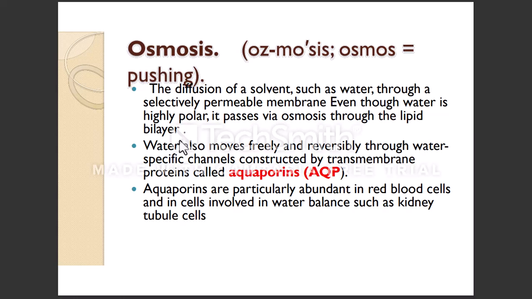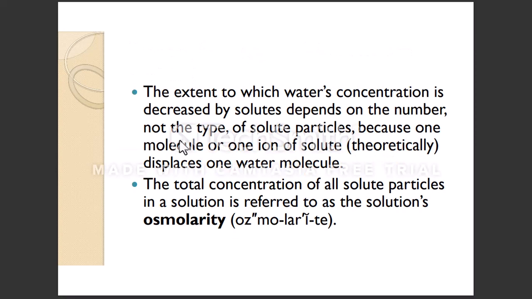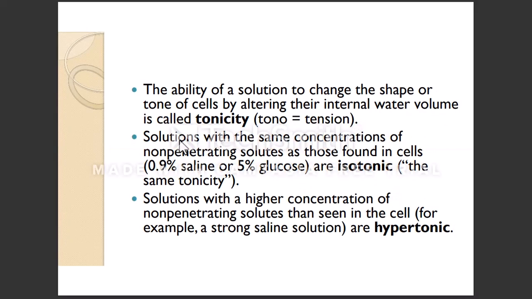Aquaporins, we can find them at the level of the kidneys, even in red blood cells. They are abundant in red blood cells. So we are going to look at some important terminology, such as osmolarity. Every student should be able to differentiate what osmolarity is. As an assignment, you have to look for the difference that exists between osmolarity and osmolality.